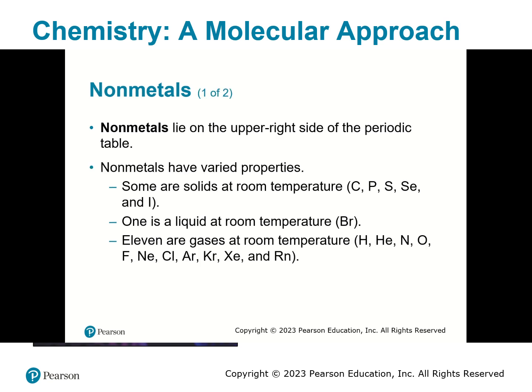Non-metals lie in the upper right side of the periodic table. So if you have a periodic table over here, all these over here are non-metals. One is a liquid at room temperature, which is bromine. Most of them are solid at room temperature, like carbon, phosphorus, sulfur, selenium, iodine. Eleven are gases at room temperature, like hydrogen, helium, nitrogen, oxygen, fluorine, neon. Oh yeah, I forgot to highlight the hydrogen over here. So that is non-metal.